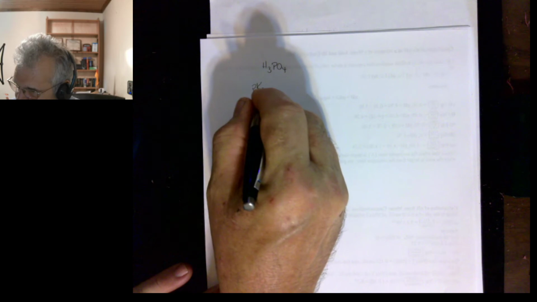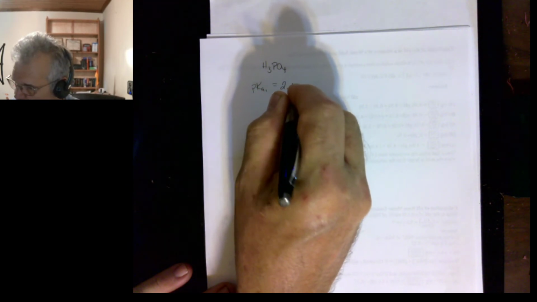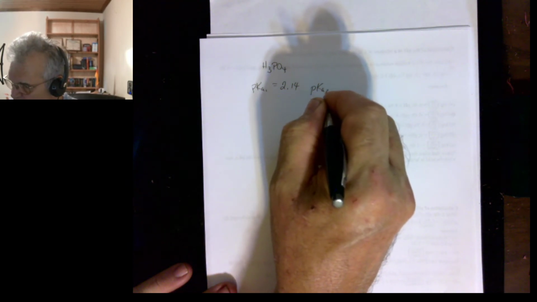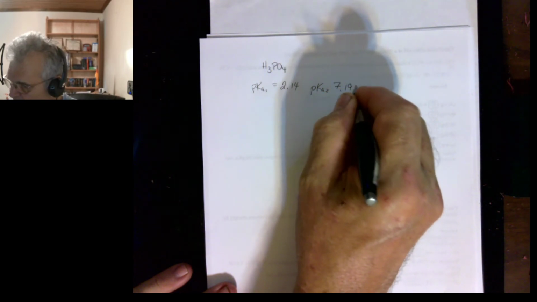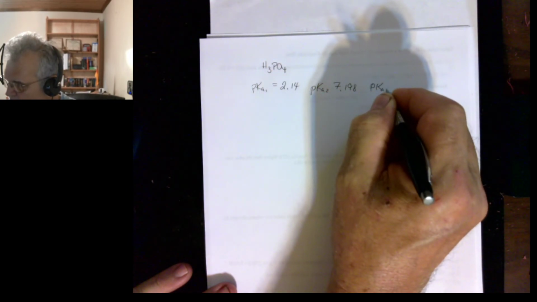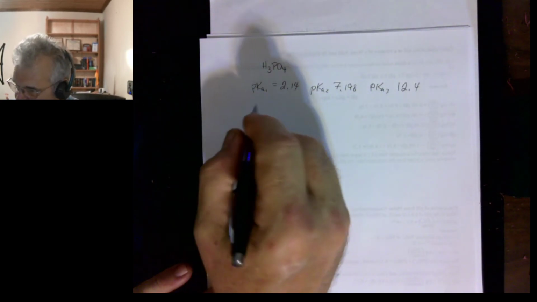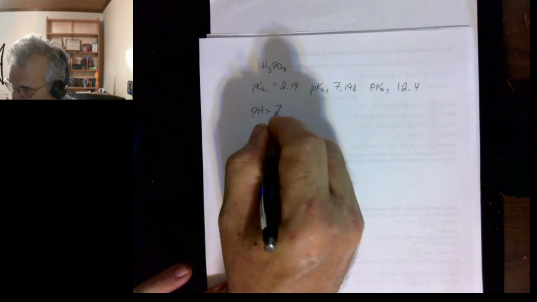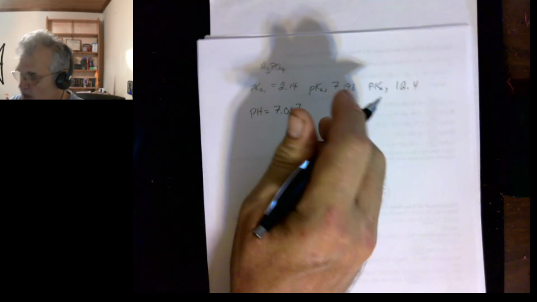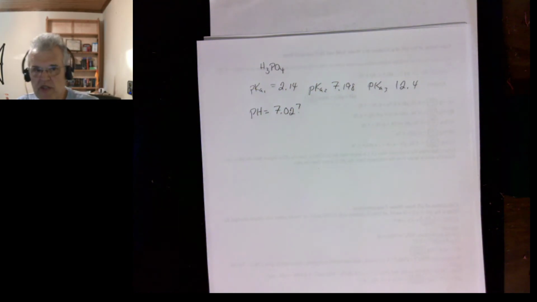It's got pKa 1, which is 2.14. It's got pKa 2, which is 7.198. And it's got pKa 3, which is 12.4. So we want to make a buffer that has a pH equal to 7.02. Well, when you're making a buffer, usually the way you prepare a buffer is you find a weak acid that has a pKa very close to the buffer you want to make. And then you either add a little bit of acid to it or usually you add a little bit of base.